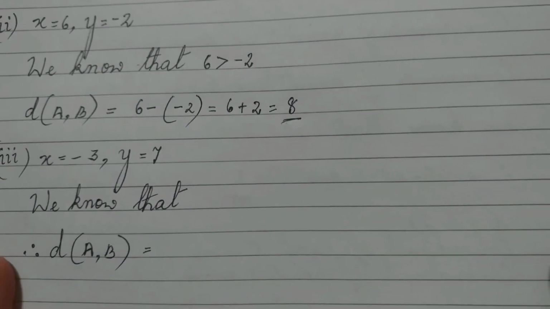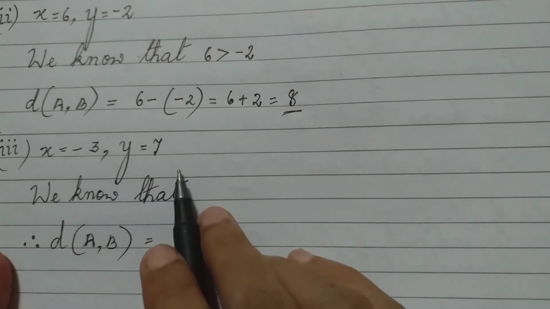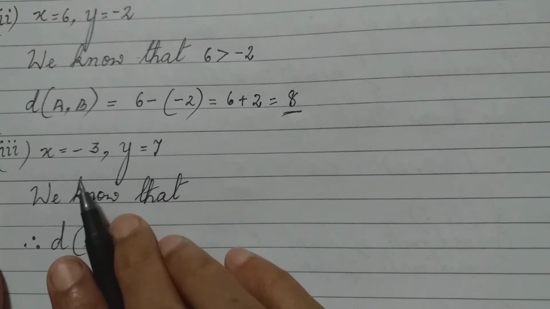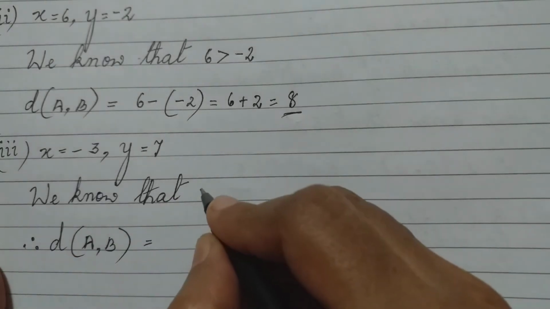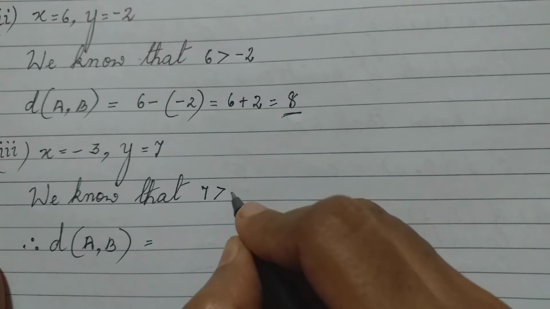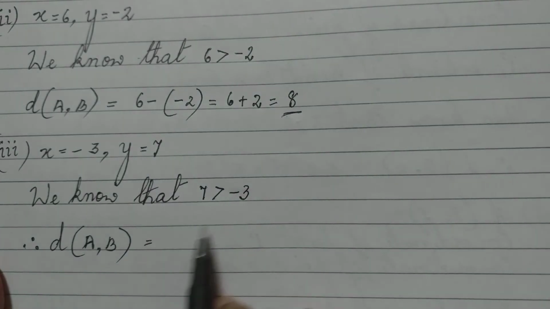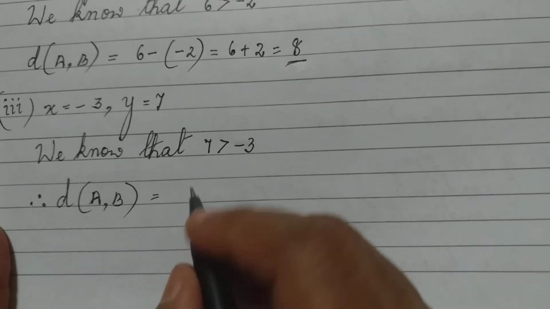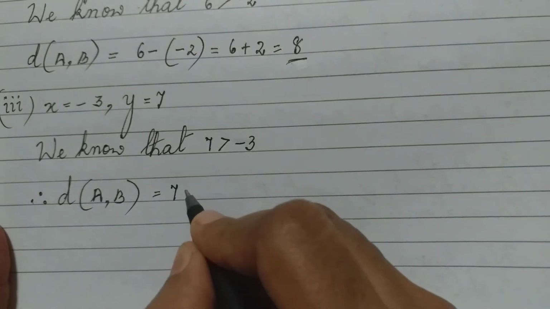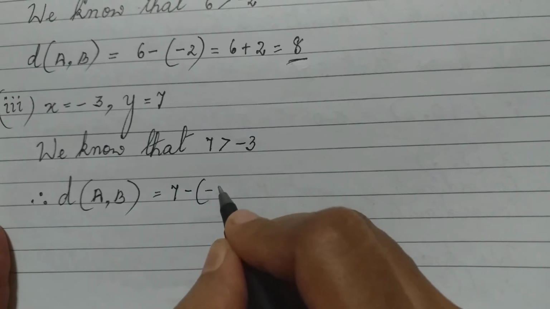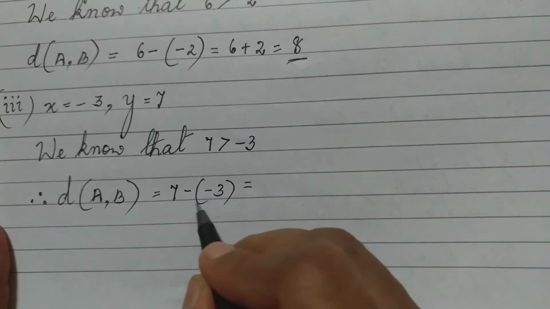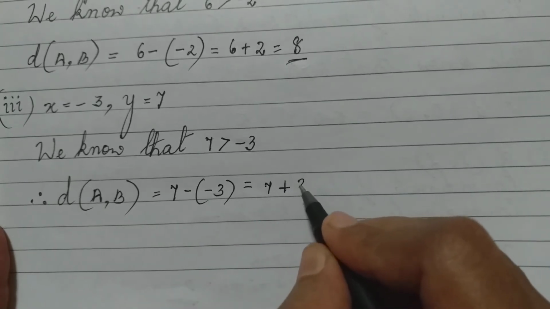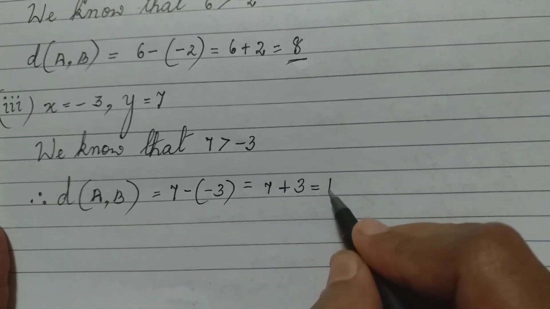The third sub question, x is minus 3, y is 7. Always a positive number is greater than a negative number. Therefore, 7 greater than minus 3. So, we know that 7 is greater than minus 3. Therefore, the distance between the points A and B will be 7 minus of minus 3. So, this will be 7, minus into minus is plus, so 7 plus 3, which is 10.